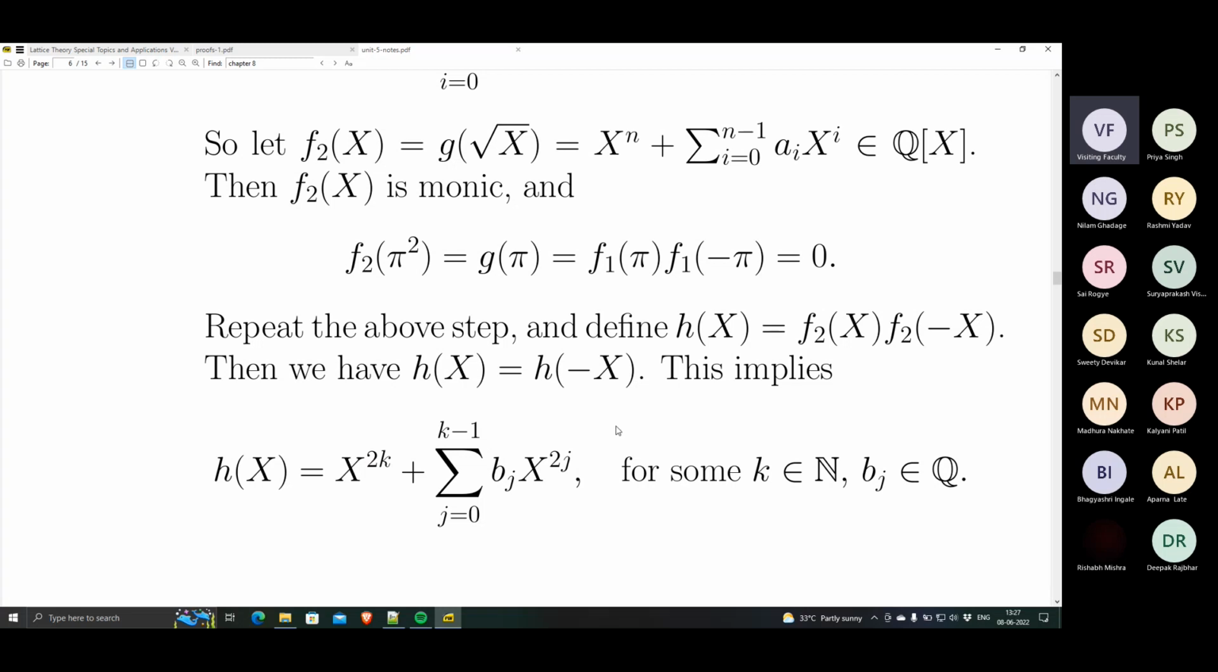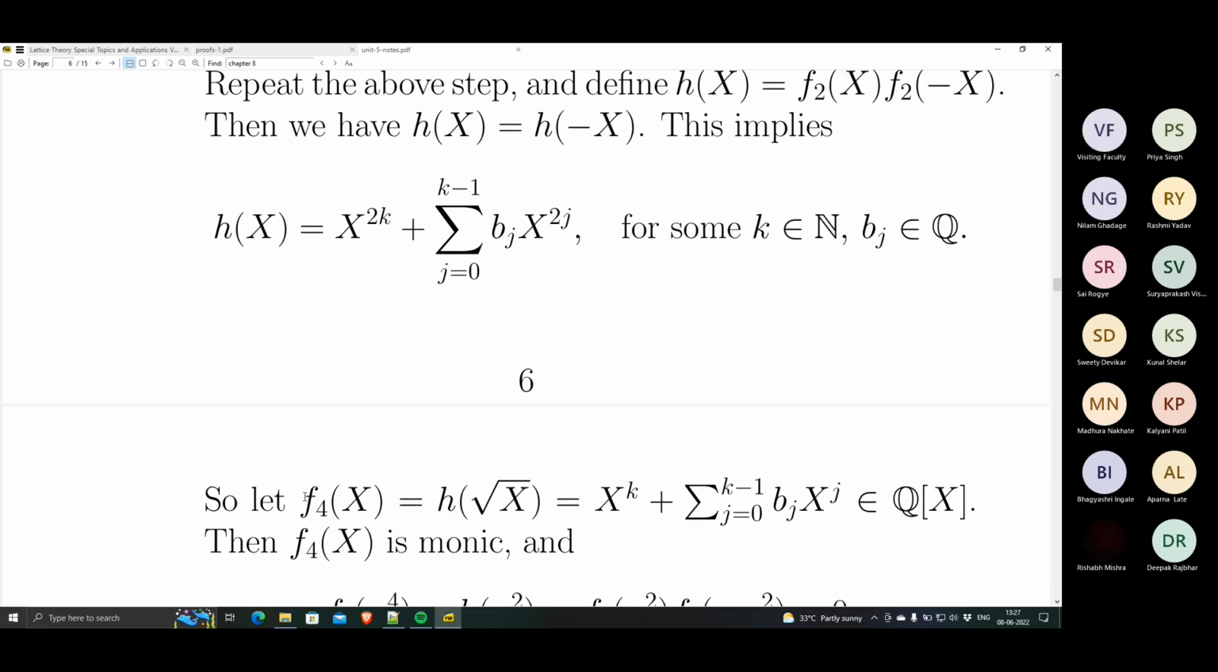We do the same thing now. Now we are looking for a polynomial that vanishes at pi raised to 4. So let's call that f4. Okay, so f4 of x is defined to be h of square root x. Now, same thing, the same idea. Therefore, the square terms will become normal terms. So the square and square root will cancel. This is equal to x raised to k plus summation 0 to k minus 1 of b_j times x to the j. And this is a polynomial over the rationals because everywhere the coefficients were over the rationals. And f4 is also monic.